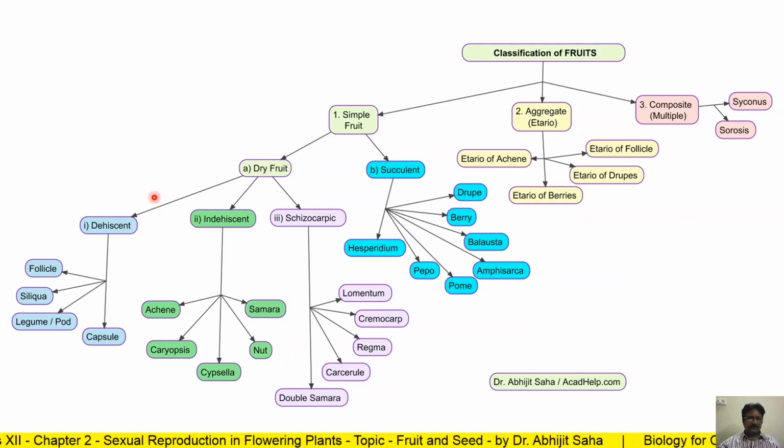These dry fruits can be dehiscent type, indehiscent type, and schizocarpic type. We are not going to go into details of it. Dehiscent types, there are several types of dehiscent types: follicle, siliqua, legume, pod, and capsule. Similarly, there are different types of schizocarpic fruits. We will study this much in details in our higher classes.